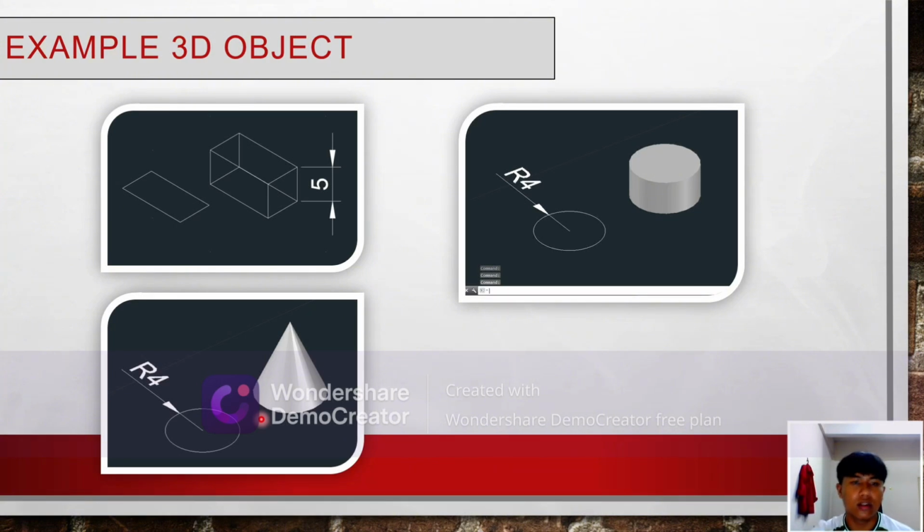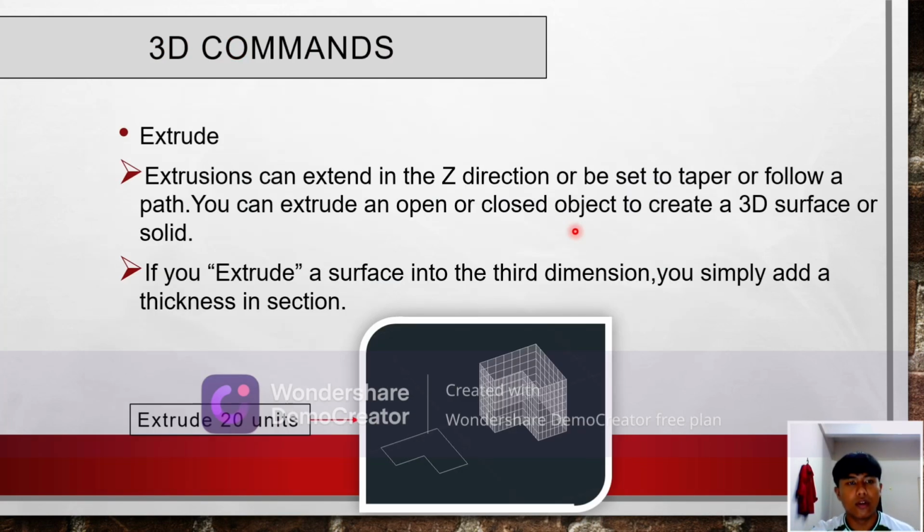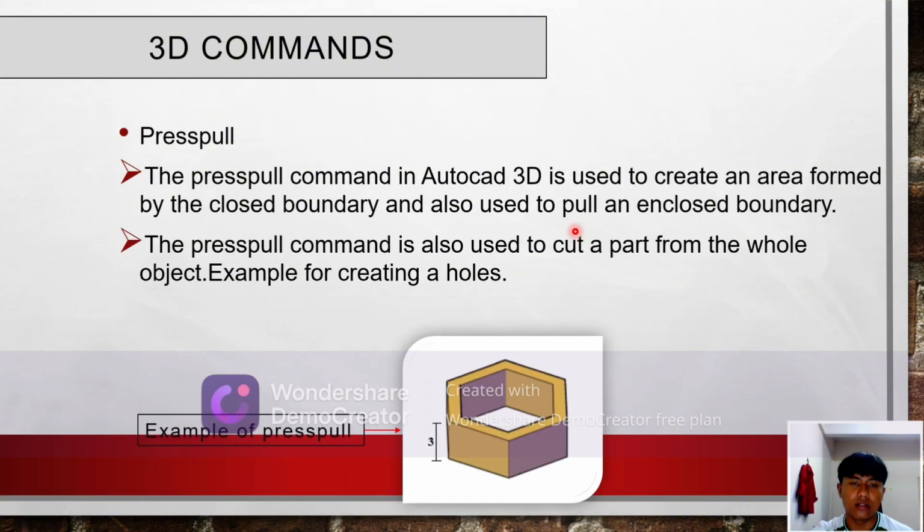This is the example of a 3D object. This is a rectangle, cone, and cylinder. For extrude, you can extend in the Z direction or bisect the taper or follow a path. You can extrude an open or closed object to create a 3D surface or solid. If you extrude a surface into the third dimension, you simply add a thickness in section.